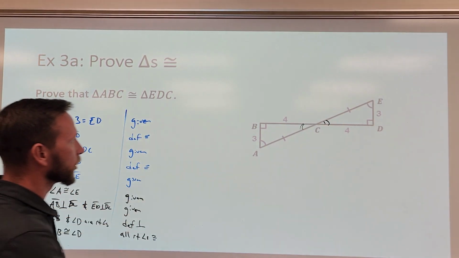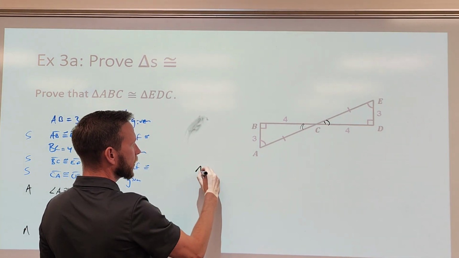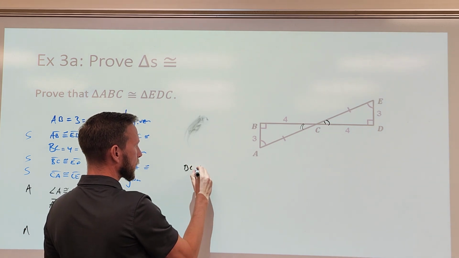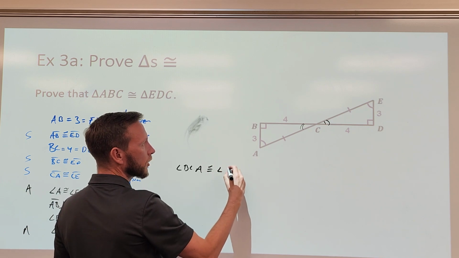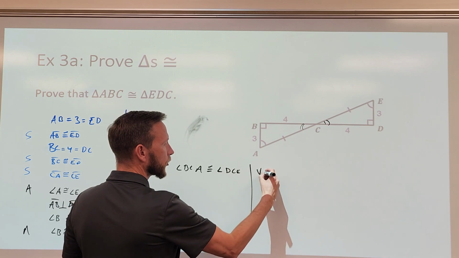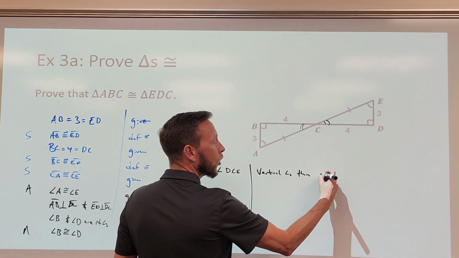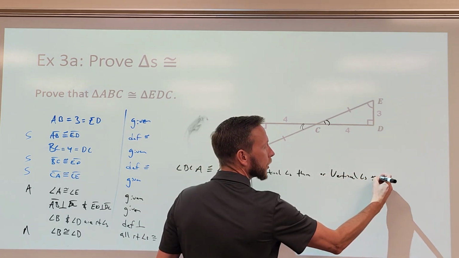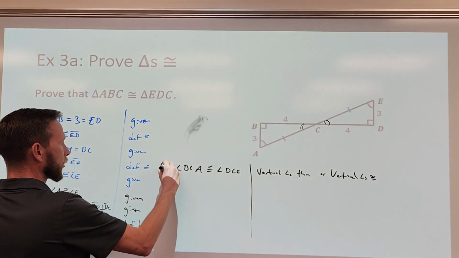So I'm going to write it down here: angle BCA is congruent to angle DCE by the vertical angles theorem. You can either write vertical angles theorem, or you can write vertical angles are congruent. Either way that you want to write that. And so that's our last pair of angles.